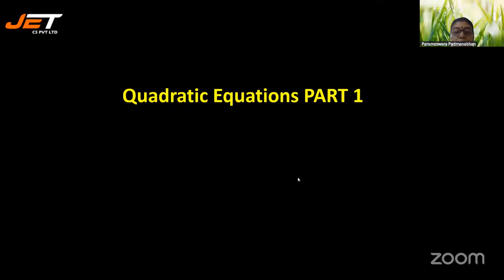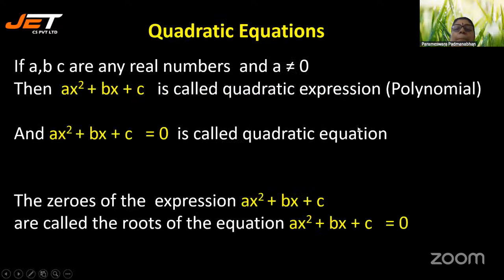Good. So let's quickly see the introductory part of this quadratic equation, the basic details. If a, b, c are any real numbers and a is not equal to 0, then ax square plus bx plus c is called a quadratic expression. That's nothing but a polynomial, right? And ax square plus bx plus c is equal to 0 is called a quadratic equation. A quadratic equation should always be in the form of ax square plus bx plus c is equal to 0.